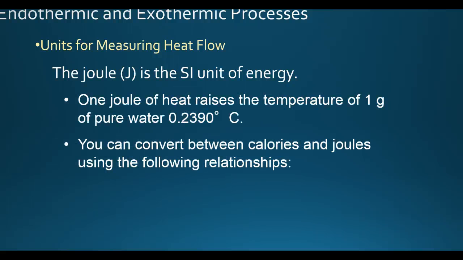Now, 1 joule of heat raises the temperature of 1 gram of pure water 0.2390 degrees Celsius. You can convert between calories and joules using this relationship. 1 joule is equal to 0.2390 calorie, or 4.184 joules is equal to 1 calorie. Now, in coming problems, heat problems, energy problems, we're going to be using these relationships to convert between these units.